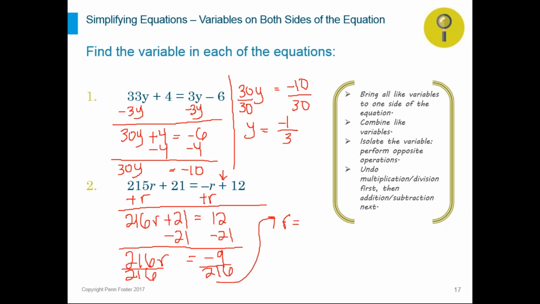You can use your calculator. It will give you a decimal answer, which is going to be a negative answer as well, negative 0.042. Or you can represent that in terms of fractions if you want and say, well, r equals negative 1 over 24. Both answers are correct.